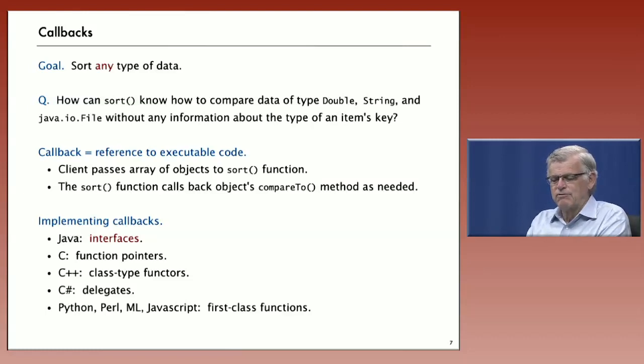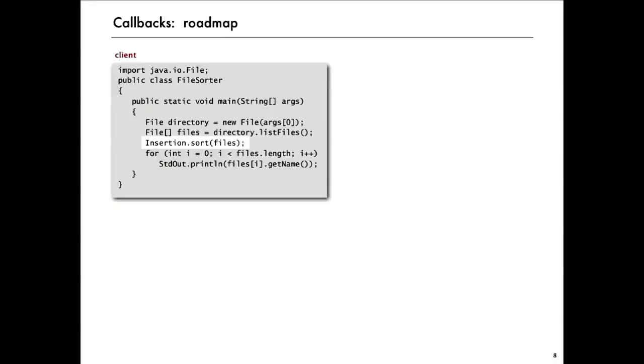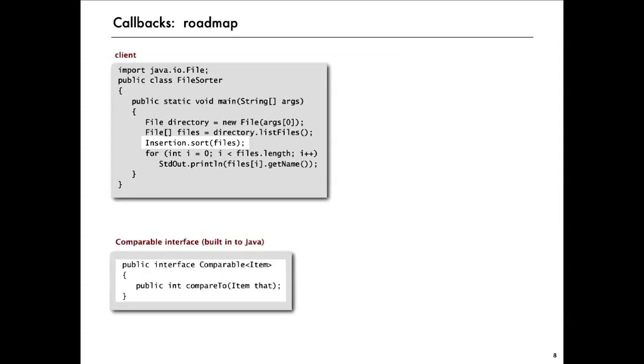It's a little bit of programming language detail, but it's really worthwhile because it allows us to use the sorts that we develop for any type of data in a type-safe manner. So we already looked at some clients. This is the example of the client program that sorts the files in a given directory by file name. So it just calls our sort method with an array of some type of object as first argument.